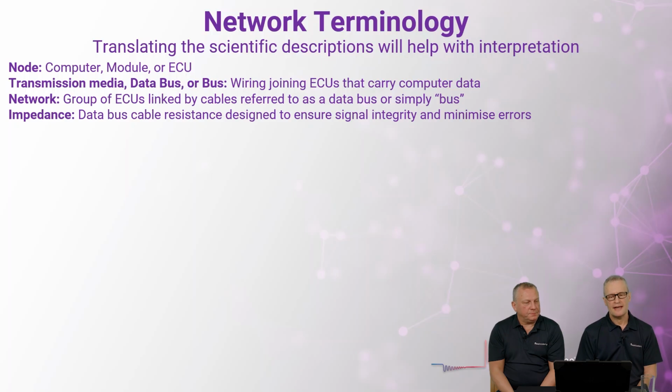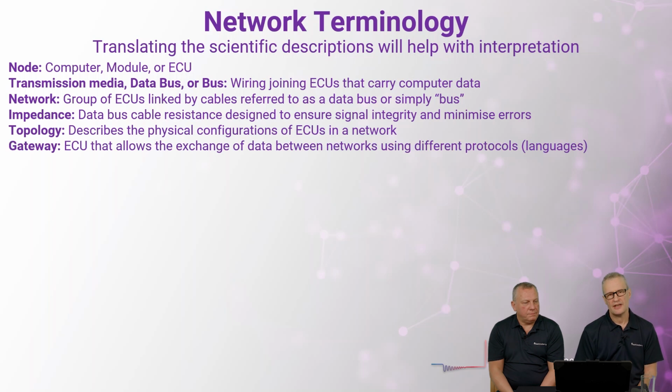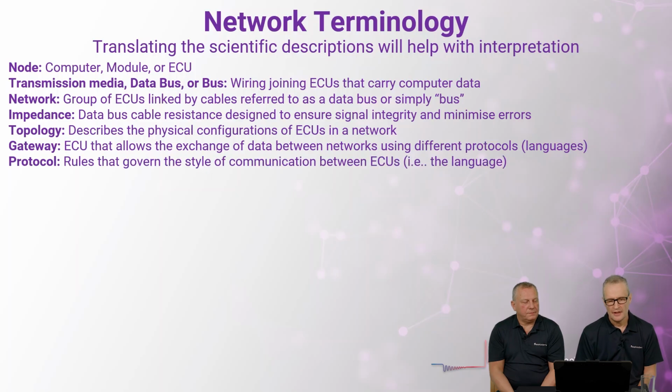Impedance, a data bus cable resistance designed to ensure signal integrity and minimise errors. Topology, the physical configuration of each network. Gateway, that's that translator. I like that actually, it just works, doesn't it? It's one word that explains that. The protocol, the rules that govern the language. So if that was language, that would be spelling, punctuation, spacing, terminology.